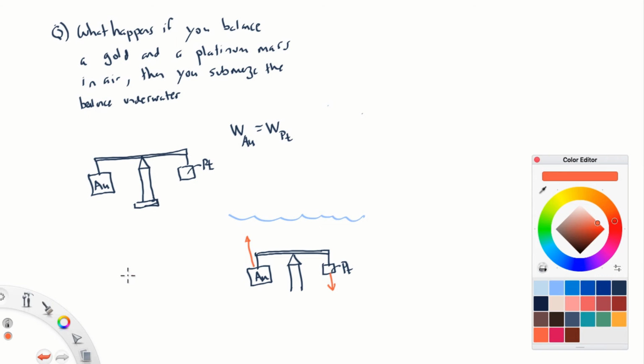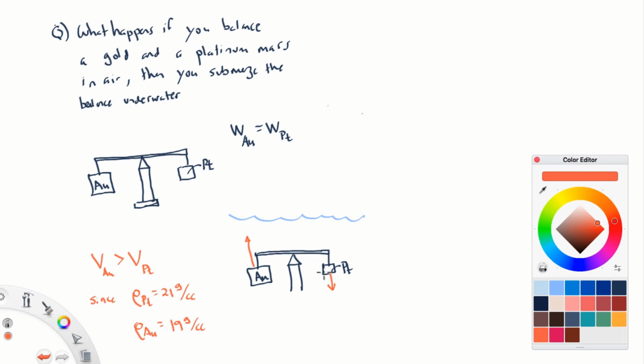Well, because the volume of the gold block is greater than the volume of the platinum block, right? That is because the density of the platinum is about 21 grams per cubic centimeter, and the density of gold is about 19 grams per cubic centimeter. Since the platinum is more dense, it requires less volume of platinum to balance gold. Now, why is that relevant?